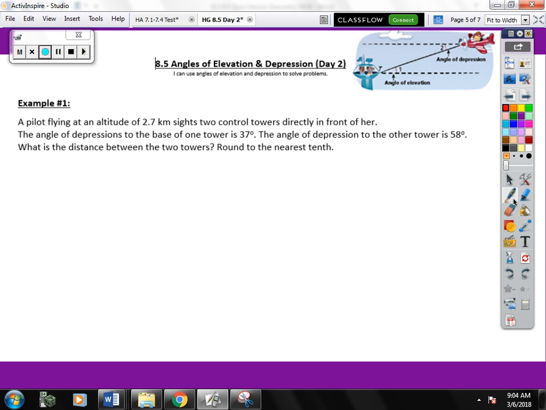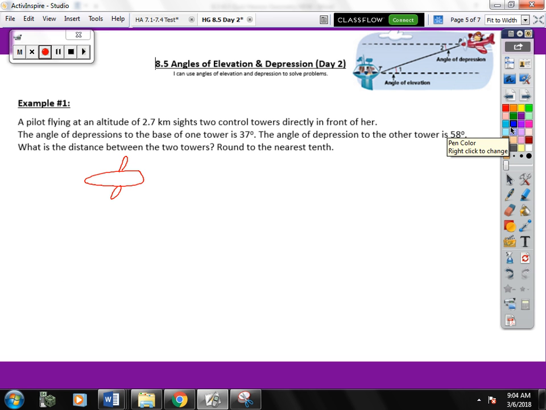A pilot is flying at an altitude of 2.7 kilometers. She sights two control towers directly in front of her. So let's go ahead and draw a plane. Don't judge. I'm sure someone in here is worse than that. Or equally as bad.